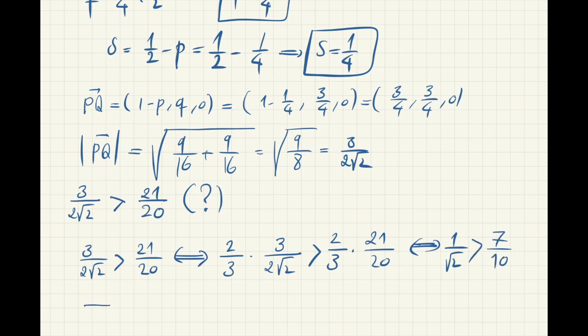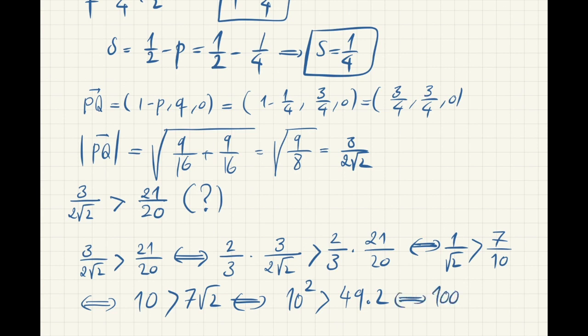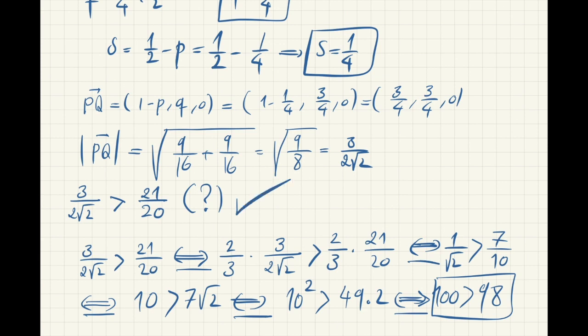Yes, and this is also equivalent to, if I multiply both sides by 10 square root of 2, the left hand side becomes 10, the right hand side becomes 7 square root of 2. And because these numbers are positive, this is also equivalent to saying that 10 to the power of 2 is greater than 49 times 2, and this means that 100 is greater than 98. And this is always true. And because these are all equivalent all the way up to this point, it means that we actually succeeded to prove this.